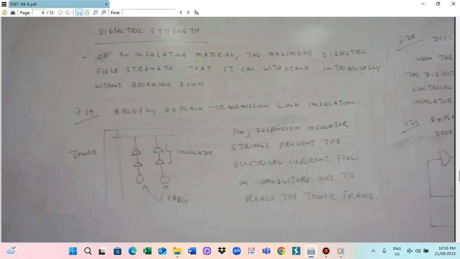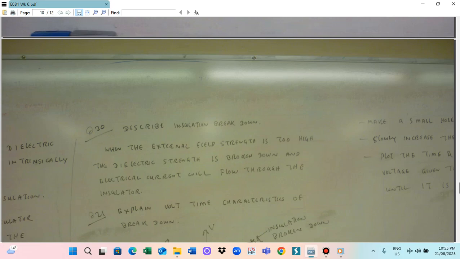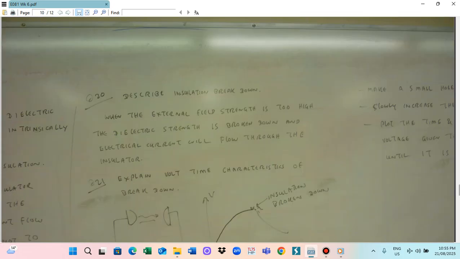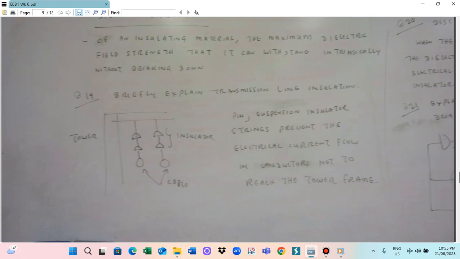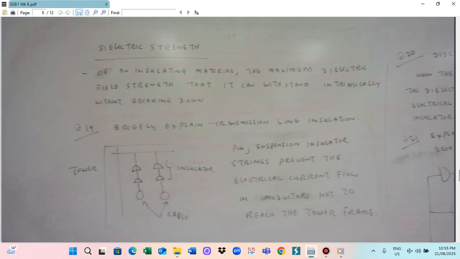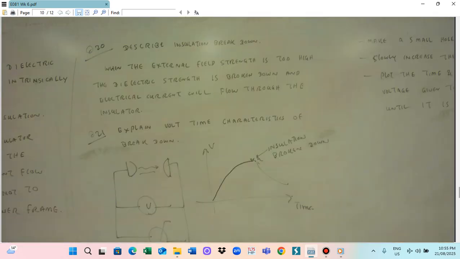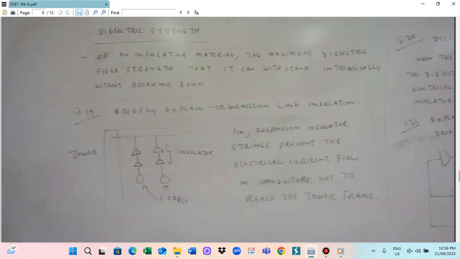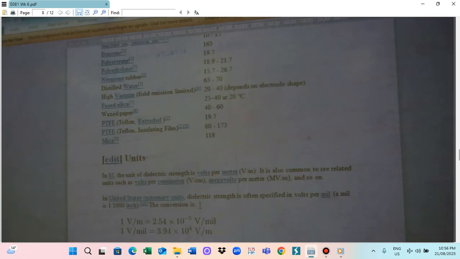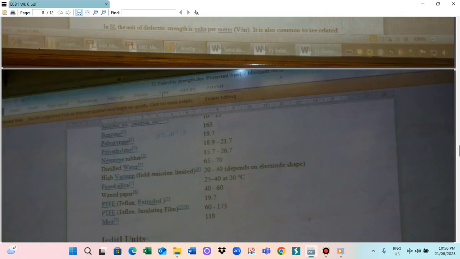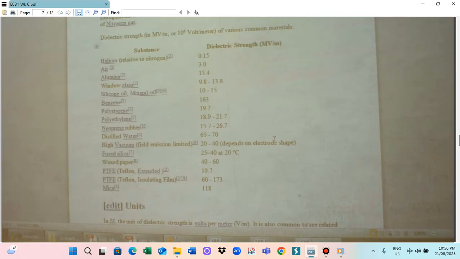We also need to know about the dielectric strength of several materials. Those are the given materials and their dielectric strength. Helium has a dielectric strength of 0.15. Air has a dielectric strength of 3. Window glass is 9.8 to 13.8. Silicone is 10 to 15. Polyethylene is 19.7. Also the wax paper has its dielectric strength. Mica is the highest one. Mica dielectric strength is 118.